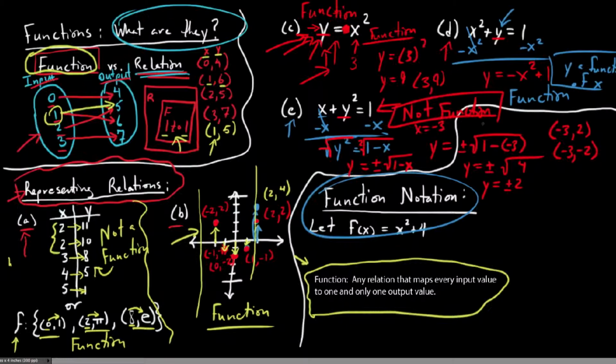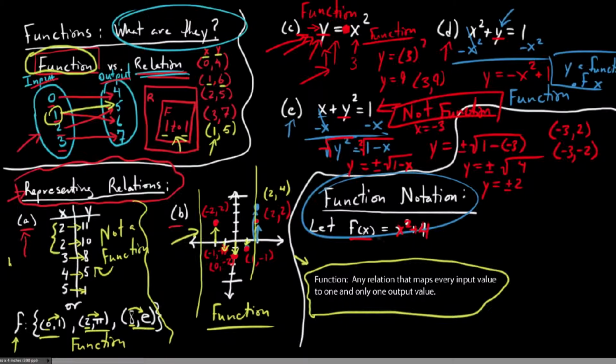Real quick, let's talk about function notation. This is something we've probably all seen before, but you'll notice right here I've already written a function. We say let f of x, and that's how we say that. Let this function of x be equal to x squared plus 4.